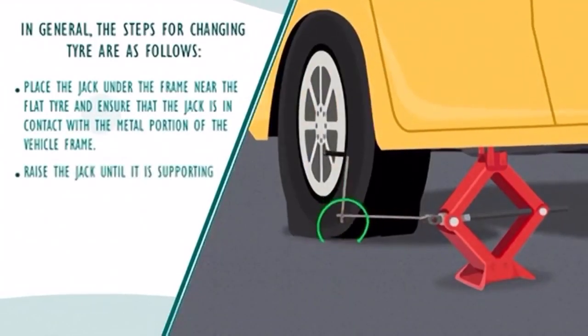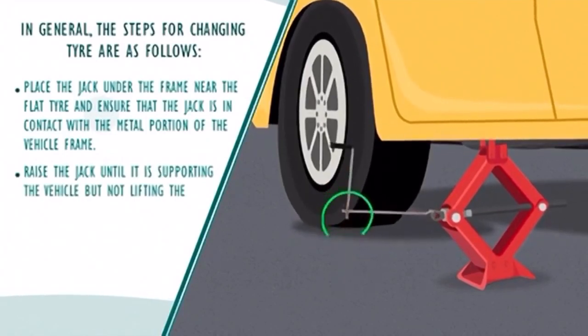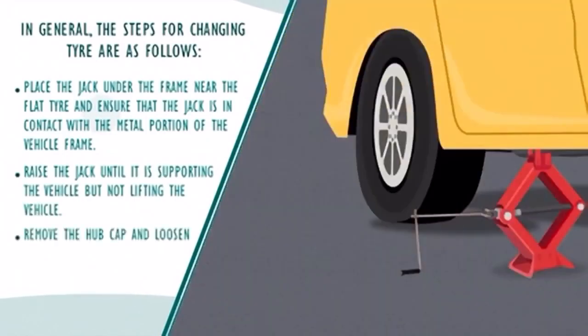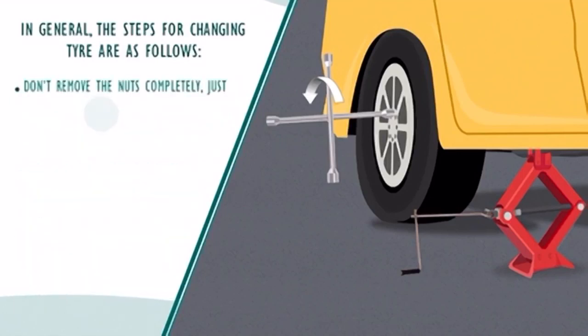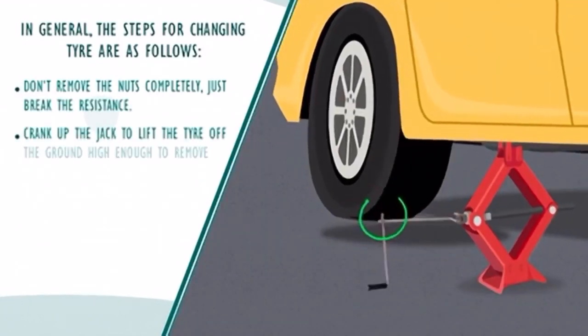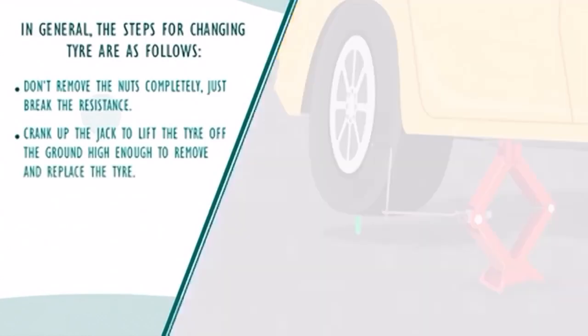Raise the jack until it is supporting the vehicle but not lifting the vehicle. Remove the hubcap and loosen the nuts with the help of a lug wrench by turning counterclockwise. Don't remove the nuts completely, just break the resistance. Crank up the jack to lift the tire off the ground high enough to remove and replace the tire.